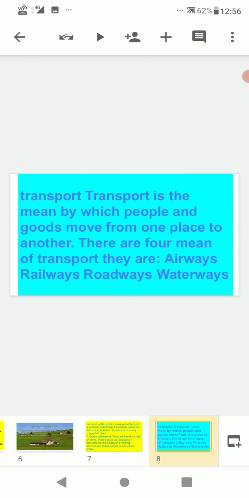Then transport. Transport is the means by which people and goods move from one place to another. There are four means of transport. They are airways, railways, roadways and waterways.